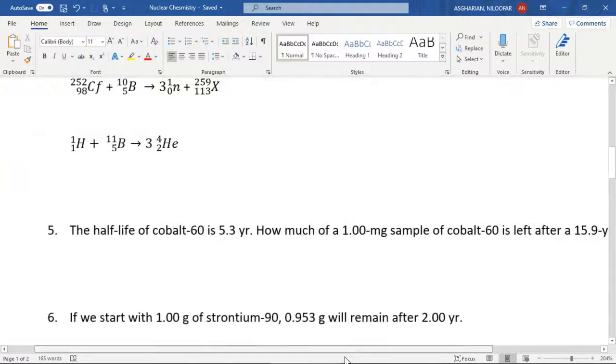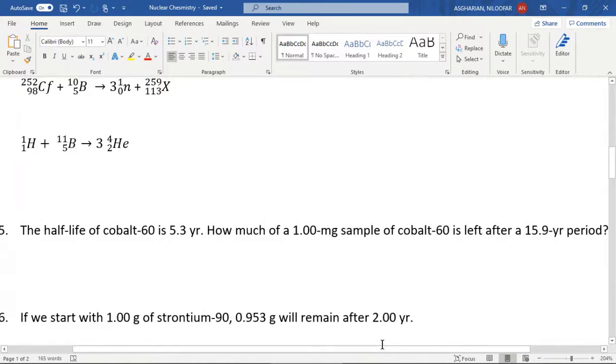Yeah, so we just have to remember the definition of half-life, and half-life is the time that it takes for the amount of the radioactive element to subside to half of it. So if we know the half-life is 5.3 years and the interval is for 15.9 years, 15.9 divided by 5.3 is 3. So three.